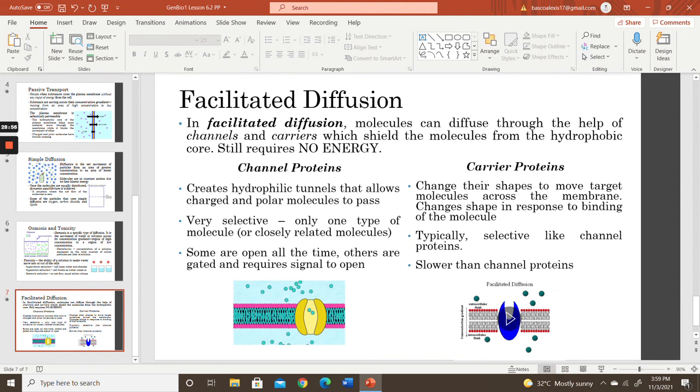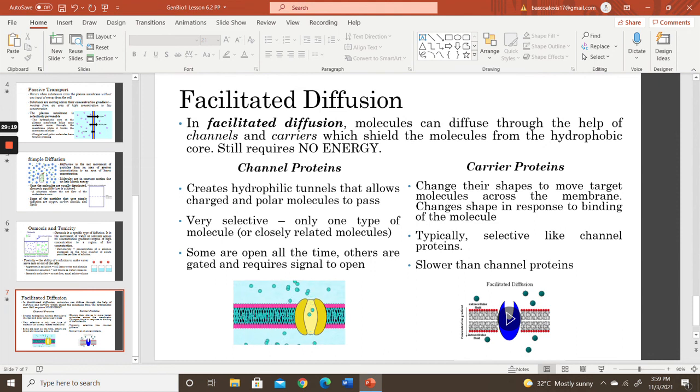So carrier proteins are a lot slower than channel proteins, which can always be open or just require a signal for them to open. So that is facilitated diffusion. This is what is being used more specifically for charged and polar molecules.